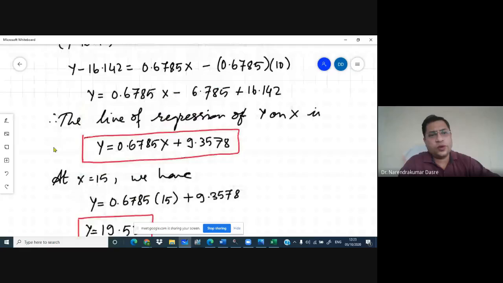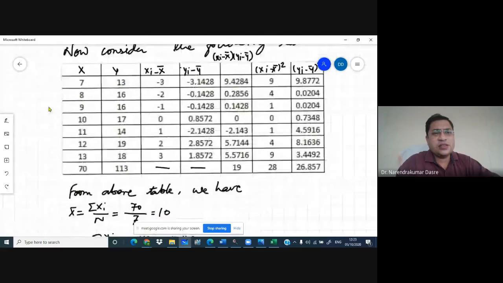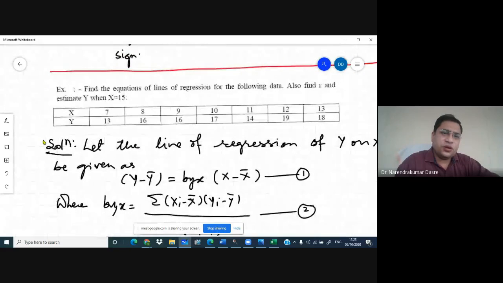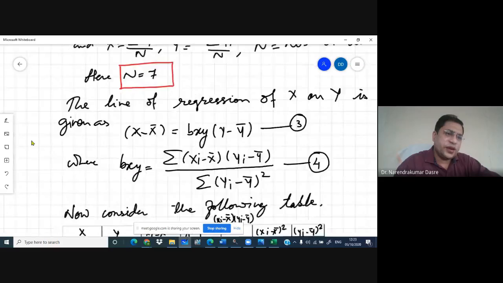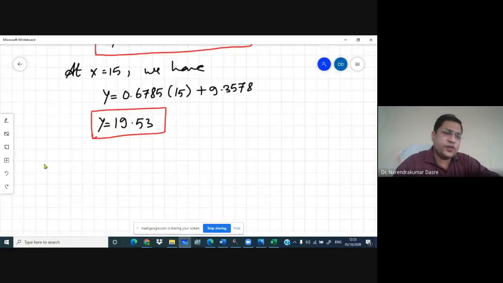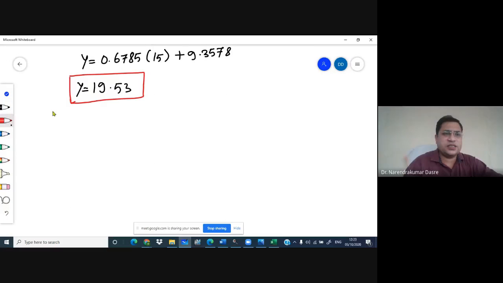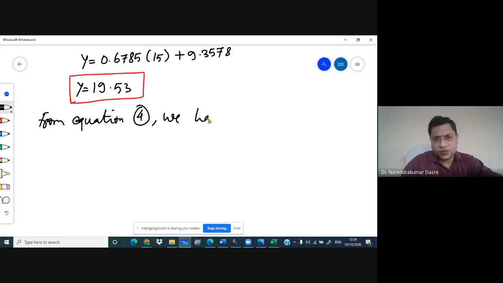Now, what is remaining in this question? We also have to find the line of regression of x on y, and then find the value of this small r. So let us find the line of regression of x on y. We can write from equation 4. Once you are able to solve 4, only then will you be able to solve 3, so we have to be careful.